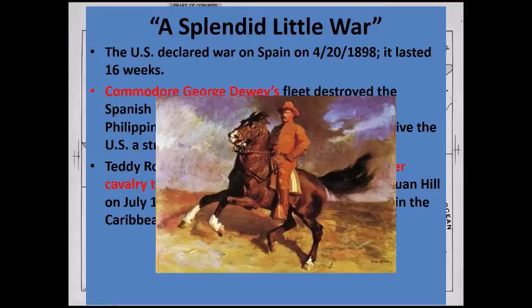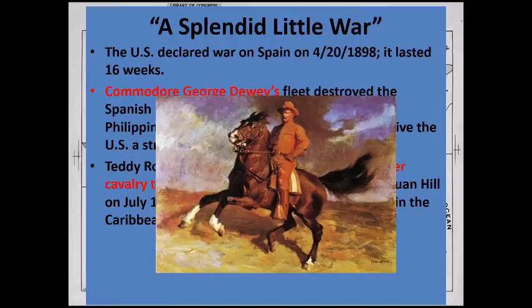And here we see a famous painting of Theodore Roosevelt on the back of his horse. Interestingly enough, most of his Rough Riders didn't ride horses at the Battle of San Juan and Battle of Kettle Hill. They were on foot. Not all of the horses could be brought over from Florida.